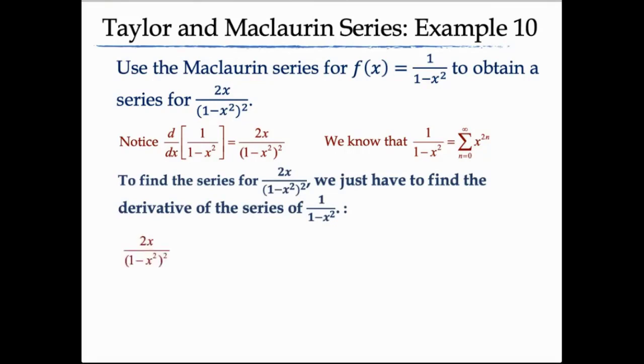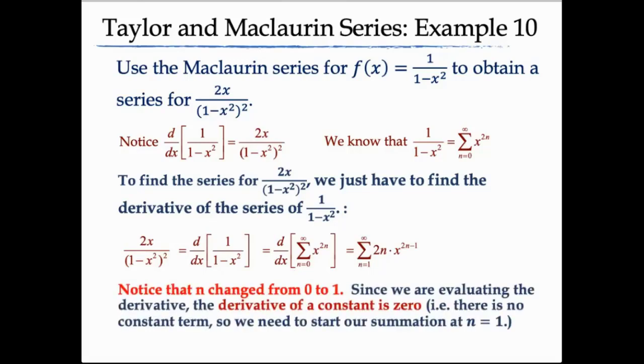So let's go ahead and find its derivative. What is the derivative of x to the 2nth power? It is going to be 2n times x to the 2n minus 1 power. Okay, so this, which is the derivative of our original function, is equal to the derivative of our series, which is this. So these are all equal to each other.